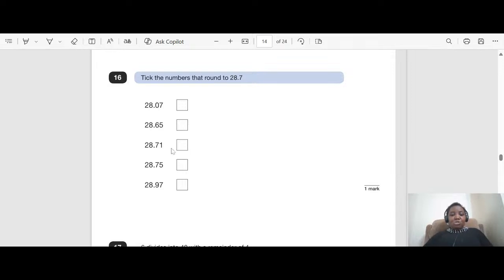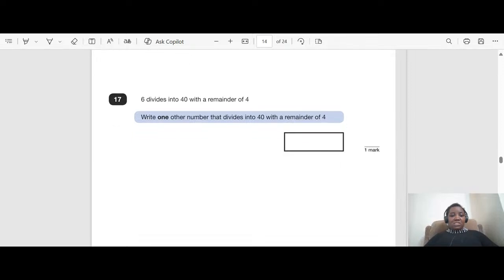28.71, if we round it, also gives 28.7. That's correct. 28.75, if we round it, gives 28.8. So that's wrong. 28.97, if we round it, gives 29. So we have two answers here, 28.65 and 28.71. Please be sure to tick the two answers, because if you tick only one, then you will not get it correct. That's why the question said tick the numbers that round to 28.7.